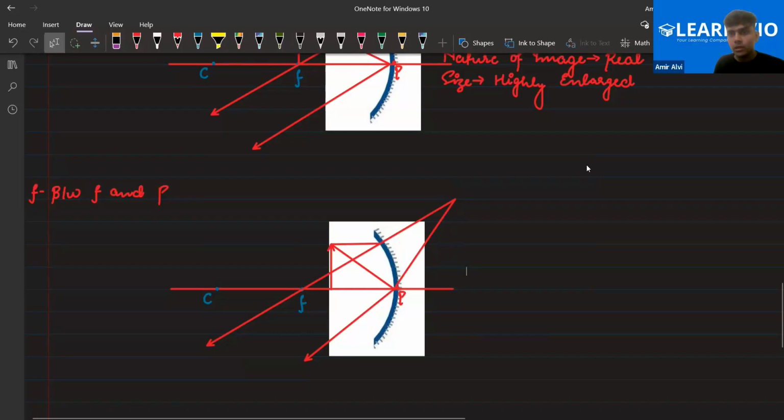So as you can see over here, the image formed is beyond the mirror, behind the mirror, and it is virtual and erect. This is the only case in which a concave mirror will produce a virtual and erect image.